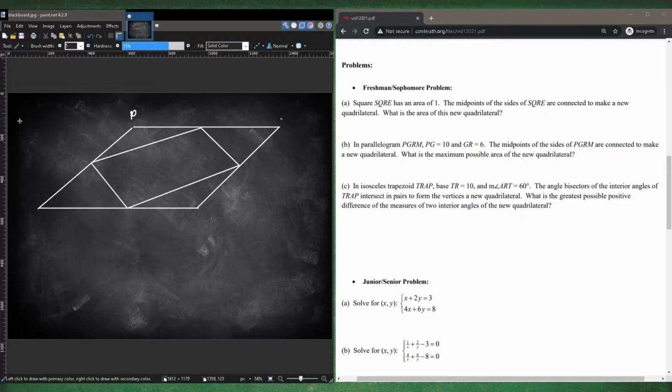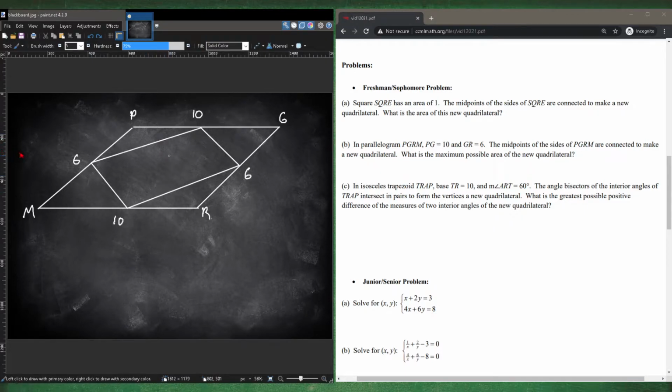Okay, so what we have is, let's just label. Let's call this P, this is G, this is R, and this is M. PG is 10, and since it's a parallelogram, this is also 10. GR is 6, so this is also 6. First we need to find the area of our parallelogram, subtracted by our 4 triangles as we did in part A, to get the area of our quadrilateral. So let's first find the area of our parallelogram.